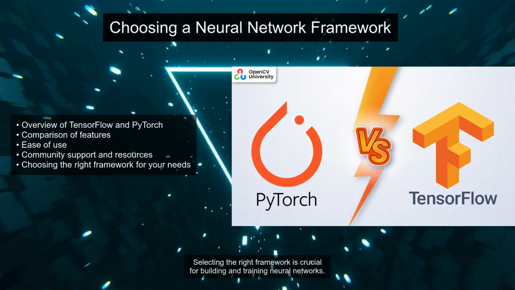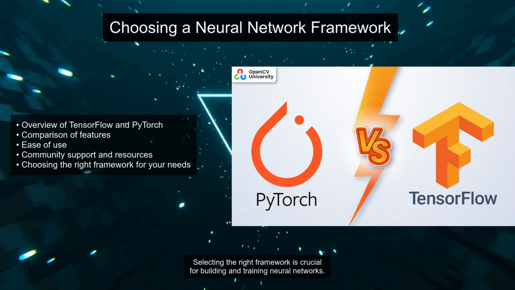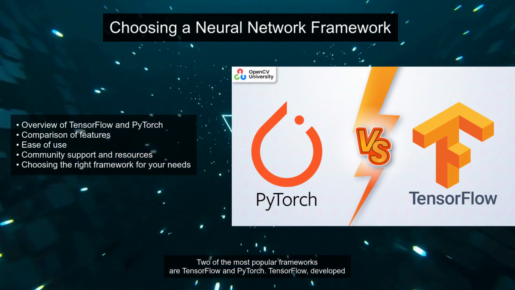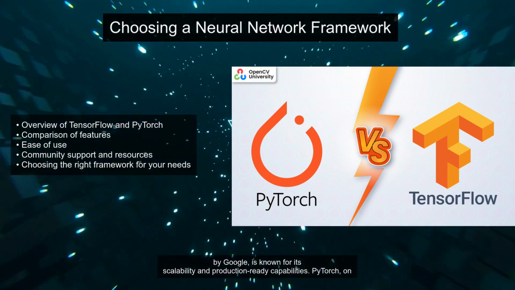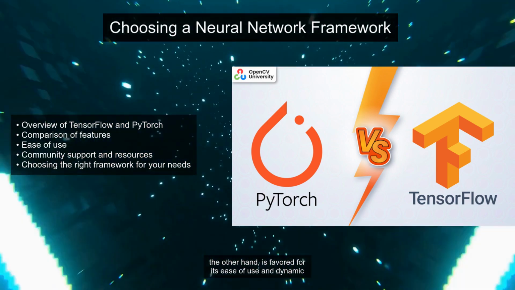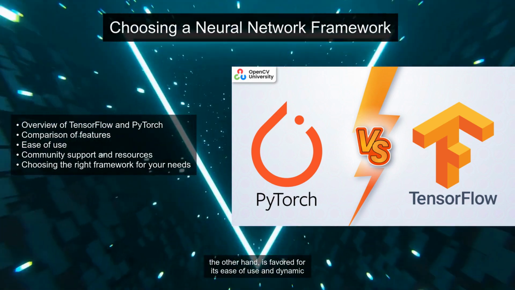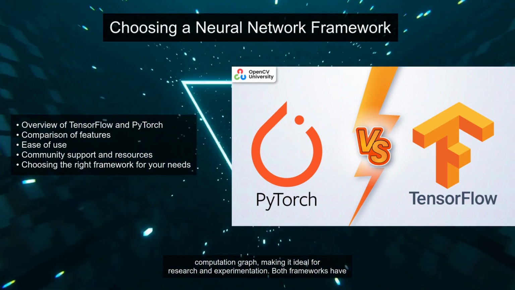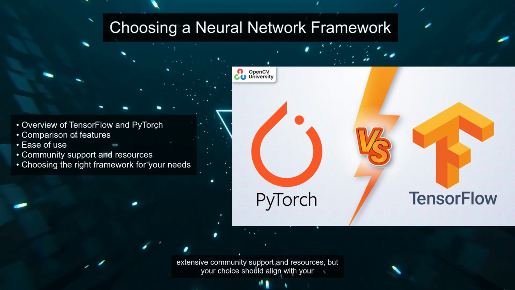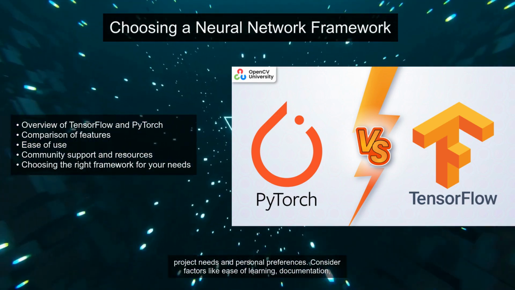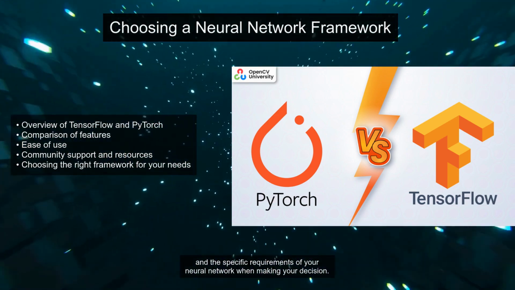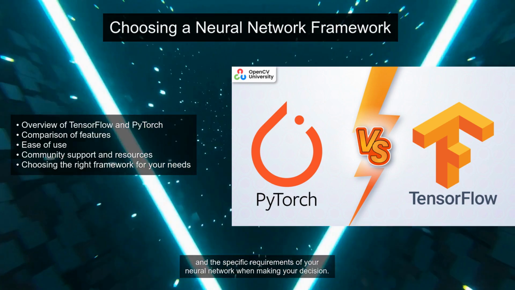Selecting the right framework is crucial for building and training neural networks. Two of the most popular frameworks are TensorFlow and PyTorch. TensorFlow, developed by Google, is known for its scalability and production-ready capabilities. PyTorch, on the other hand, is favored for its ease of use and dynamic computation graph, making it ideal for research and experimentation. Both frameworks have extensive community support and resources, but your choice should align with your project needs and personal preferences. Consider factors like ease of learning, documentation, and the specific requirements of your neural network when making your decision.